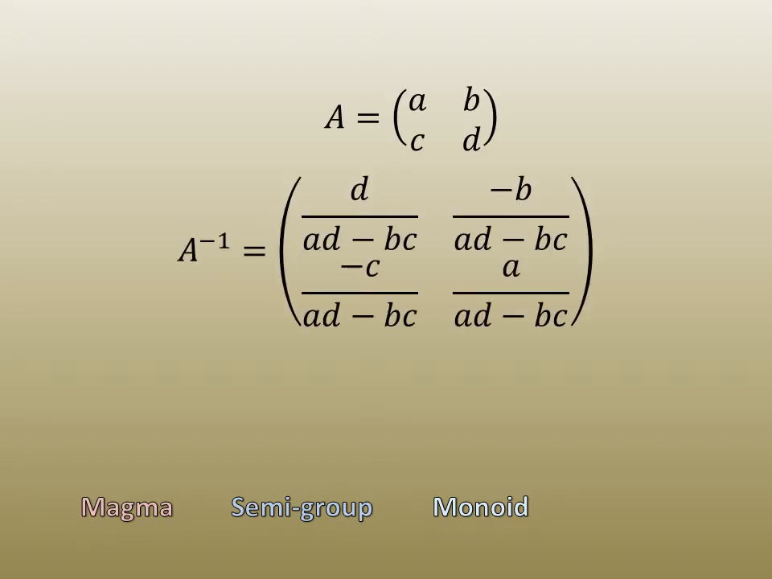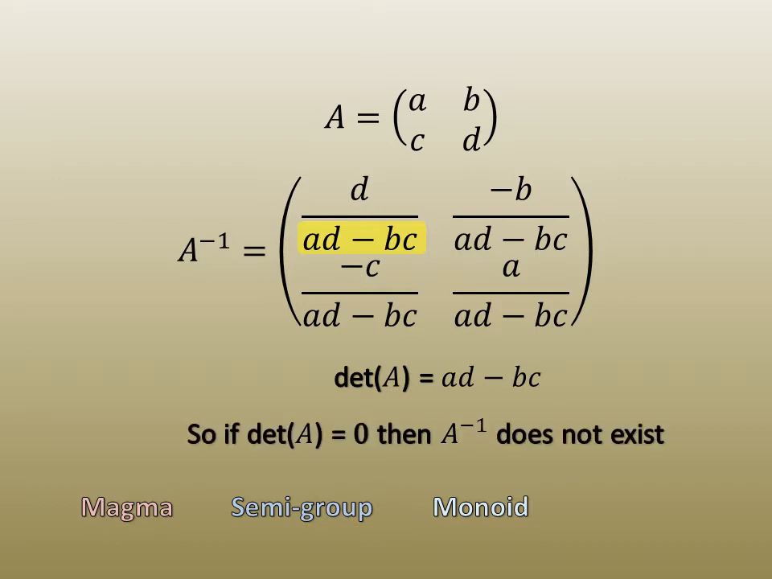The inverse of a general 2 by 2 matrix is shown here. The number AD minus BC is called the determinant of the 2 by 2 matrix and is denoted in this way. It can be seen that if the determinant of a matrix is 0, then the matrix does not have an inverse. So the monoid is not invertible and so is not a group.